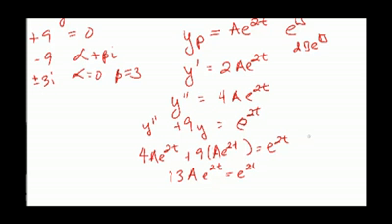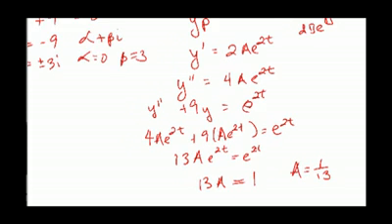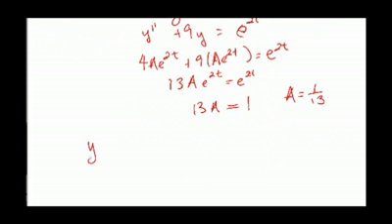If you want to divide out the e to the 2t's or just equate the coefficients, you're going to get 13a equals 1. You won't always be able to divide it out, that's why I'm hesitant about using that terminology, because there might be some other terms here and you can't do it. In this case you can. Either way, if you just set the coefficients equal to each other, you get that, and a is equal to 1/13.